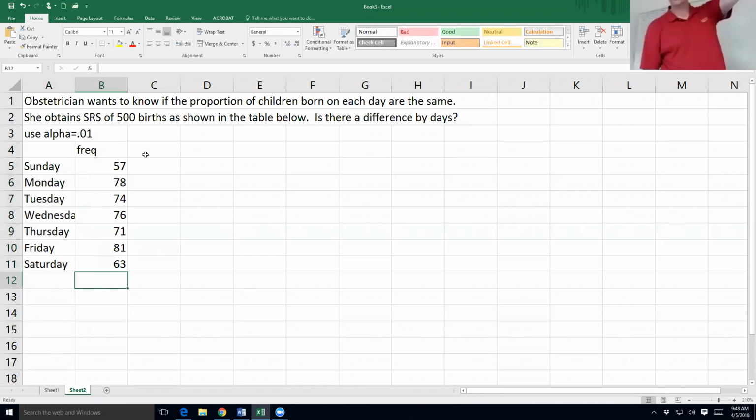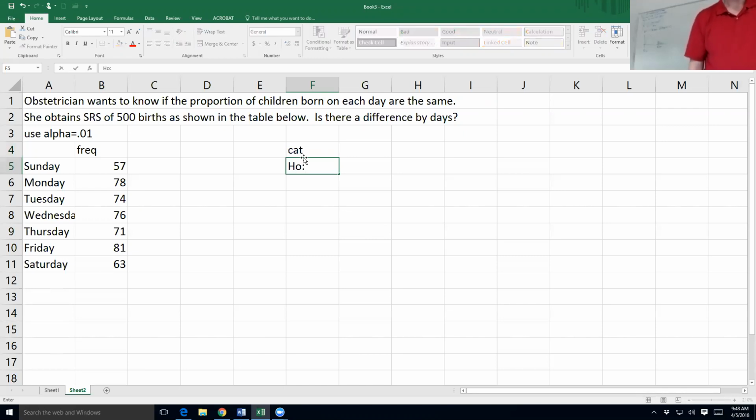So let's just go through all the steps really quickly, though, because we've only got a couple minutes left. Okay, is it categorical, quantitative, or regression? Categorical, it's day of the week, right? Your null hypothesis is no difference. So children born each day are not different. And your alternative, there is a difference, okay? It's going to be the chi-square goodness of fit test.